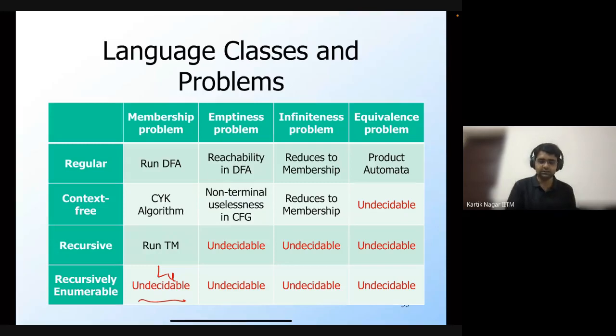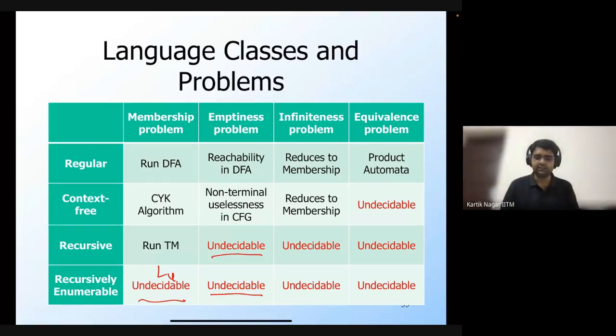For recursively enumerable languages, I can apply Rice's theorem, because the emptiness problem is a non-trivial property. For recursive languages, you can also show that it is undecidable. So even if you restrict yourself to just recursive languages, the problem is still undecidable.